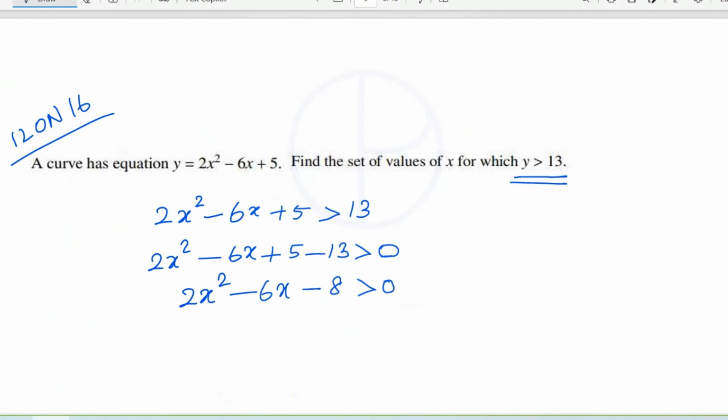The next step is find the roots. Let us factorize this one. We can divide all the terms by 2 so that we will get x squared minus 3x minus 4 is greater than 0. Let's factorize this one. x minus 4 multiplied by x plus 1 greater than 0. So the roots are negative 1 and 4. The critical values are negative 1 and 4.